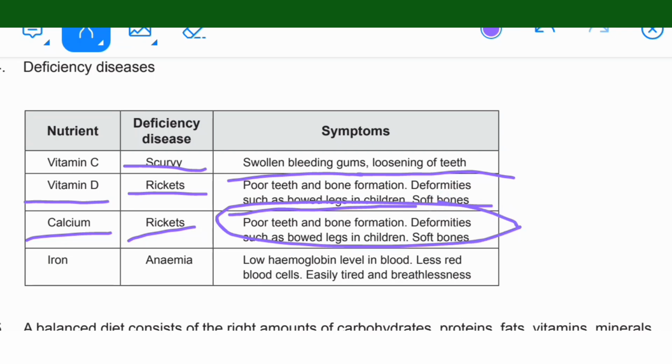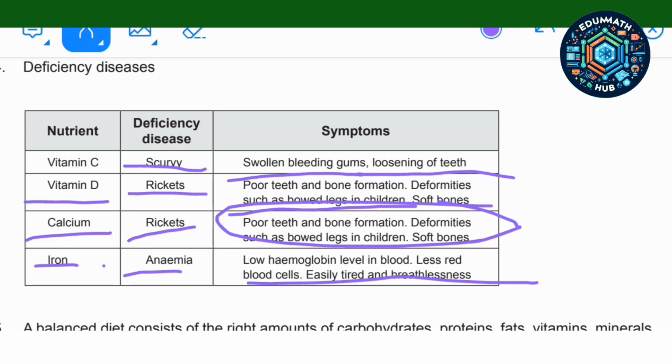Then iron, lack of iron or deficiency of iron leads to a blood disease called anemia. So anemia is characterized by low hemoglobin levels in the blood, fewer red blood cells, and being easily tired and breathless. Maybe after doing small work, you just start breathing heavily. So the person might have anemia. The person has low red blood cells in his body.